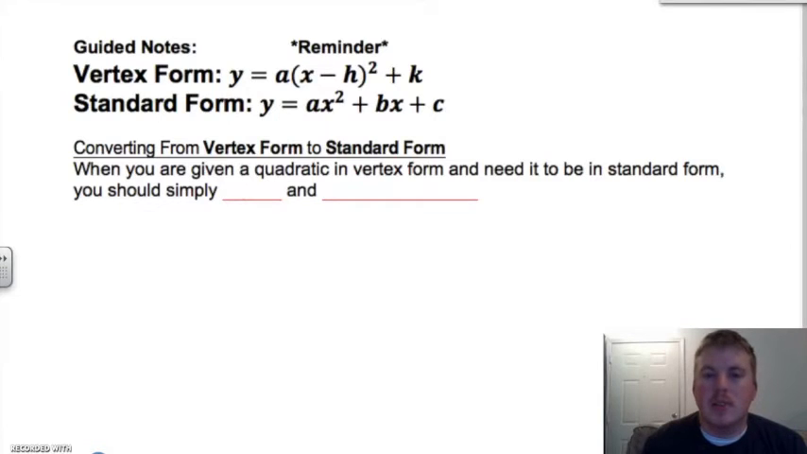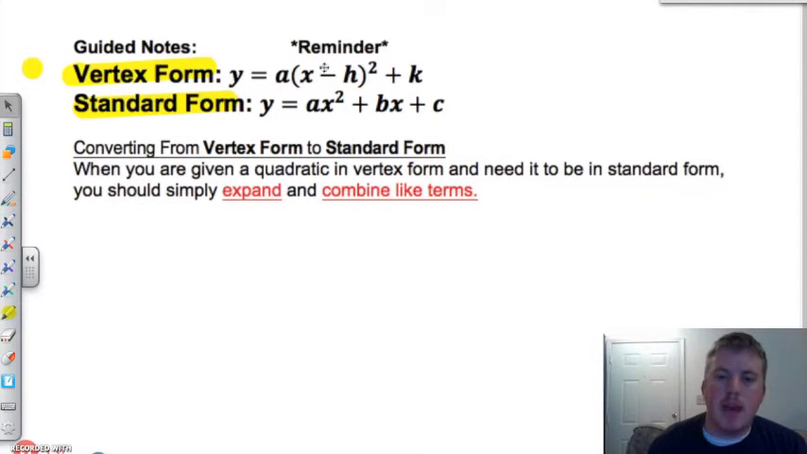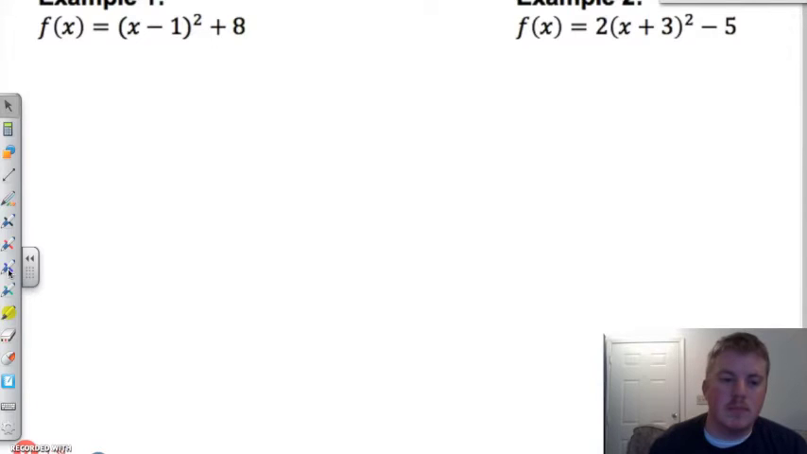So we're going to first look at some examples where we're converting from vertex form to standard form. So we are going to be going from the first one listed here to the second one listed down here. When we are doing this, it's a pretty simple process. When we're going from vertex form to standard form, all we are going to have to do is expand our part that is squared and then combine like terms. So we would expand the x minus h portion and then we would combine any like terms that we have. So let's go ahead and jump into some examples.